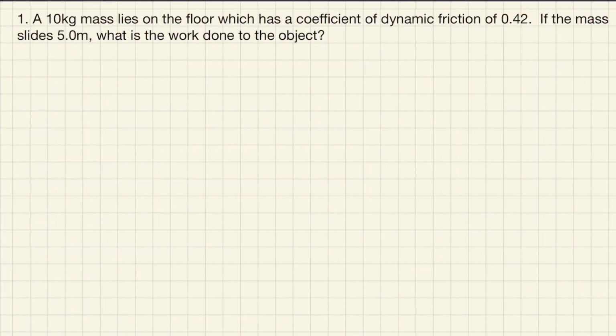A 10 kilogram mass lies on the floor which has a coefficient of dynamic friction of 0.42. If the mass slides 5 meters, what is the work done to the object? First, we'll find mg, or rather the reaction force on the object, which we'll use to calculate the dynamic friction acting on the mass. This comes out to 98.1 newtons.